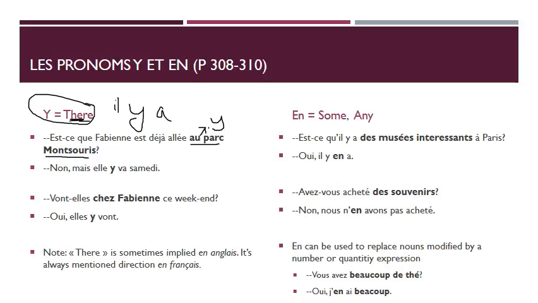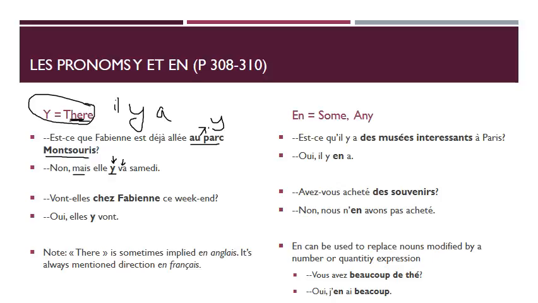So if we were like, no, she hadn't been there, but you know what? I heard she's going there on Saturday. Then you can make a sentence like this. Non, mais, which is of course but, elle y va samedi. No, but she is going there Saturday. Now, in English, we may not necessarily add the there in. En français, they're always going to do it, okay? So keep that in mind.